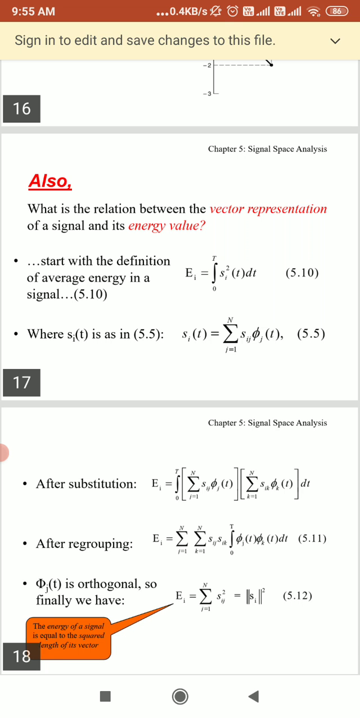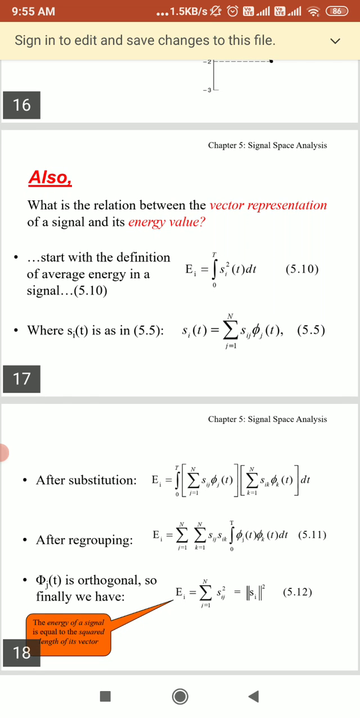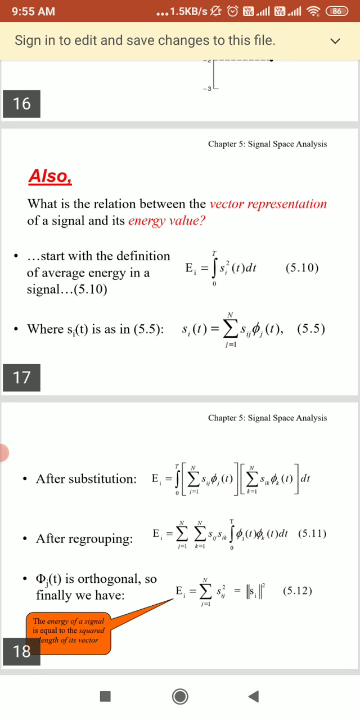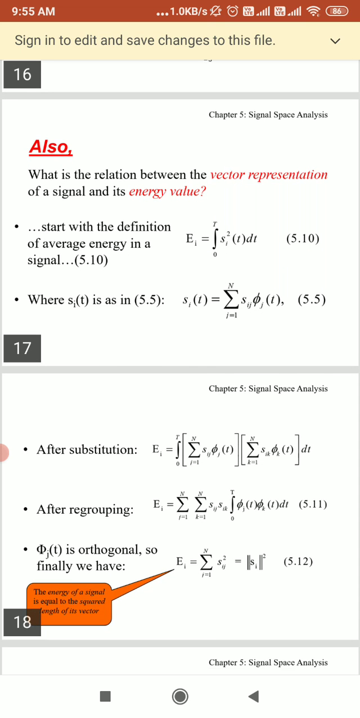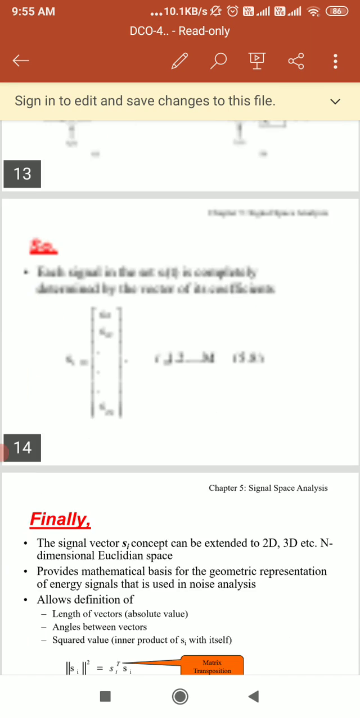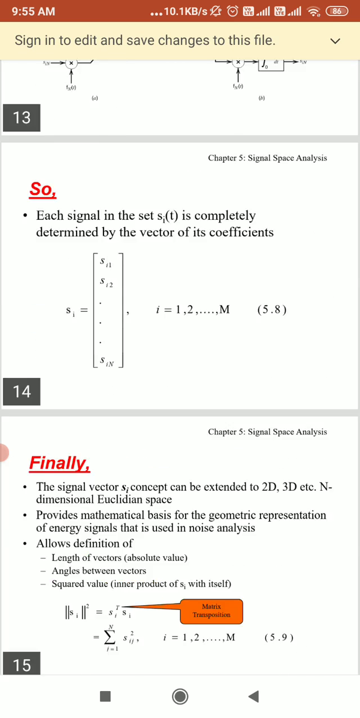The real valued basis functions phi j of t are orthogonal to each other. We have seen that the integral from 0 to t of phi i of t times phi j of t dt equals 1 if i equals j, and equals 0 when i is not equal to j. We have seen this concept; I am just showing it to you again.